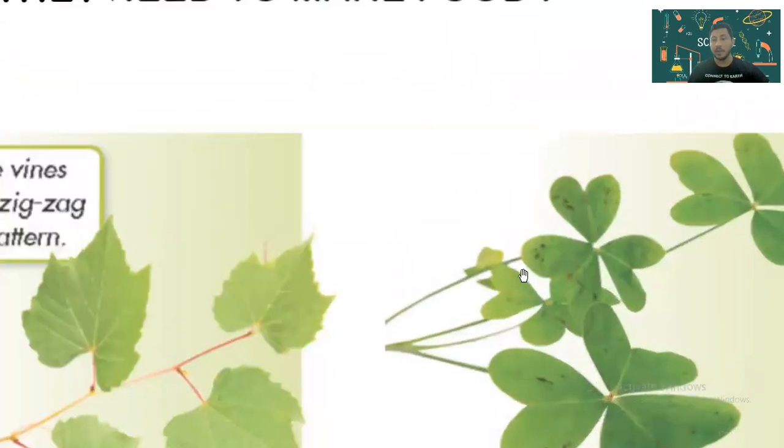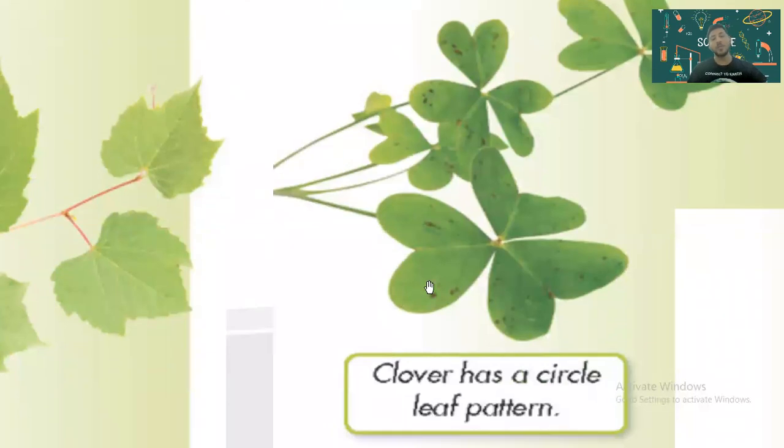The third one, like in clover. Clovers have a circle leaf pattern. You can see here that all the leaves are in a circular pattern.